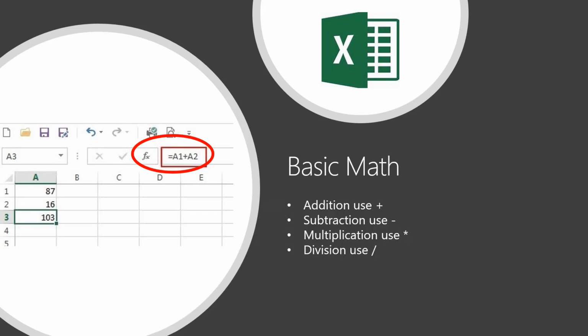In order to perform the basic mathematical operations, we use certain operators. So if we wanted to add the values in field A1 and field A2, we would use the plus sign. If we wanted to subtract those values, we would use the minus. To multiply, we use the asterisk, and for division, we use the forward slash.